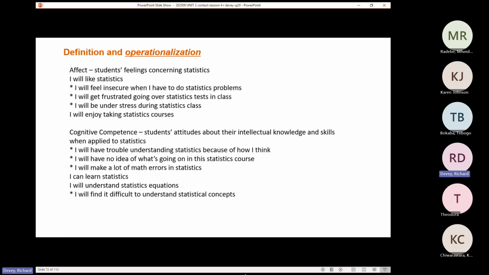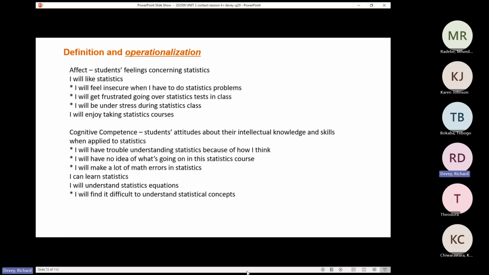So this is all about the feelings. I like this, I'll feel frustrated, I'll be stressed, I will enjoy. Those are the words that they're using to describe the feelings about statistics. And then the cognitive competence, a couple of examples of statements. I will have trouble understanding statistics because of how I think. I will have no idea of what's going on. I will make a lot of maths errors in statistics. So that's speaking to their competence of being able to do statistics.